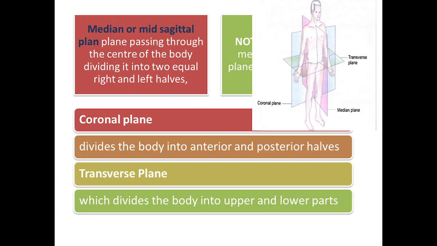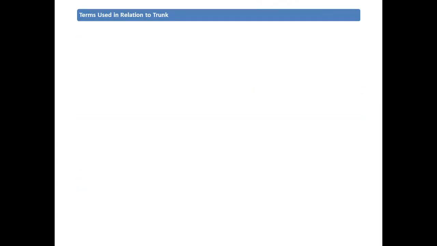The first one is the median or mid-sagittal plane, the one in pink color. Then the transverse plane, which divides the body into upper and lower halves, and the coronal plane, which divides the body into anterior and posterior. Then we have some terms used to define the states of different parts of, for example, the trunk, the head, the upper and the lower limb. We will study them one by one. You don't need to cram it. At the end of the year, you will know what the movement means. But this is just for understanding.